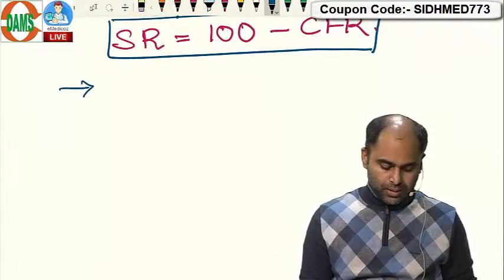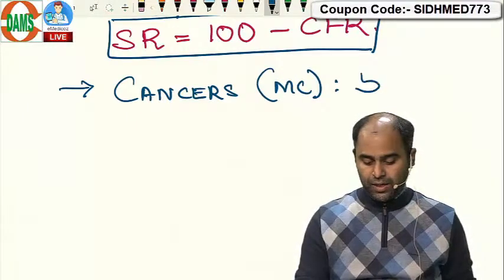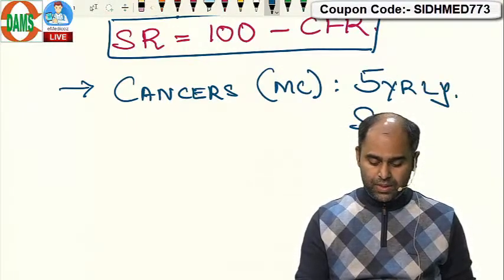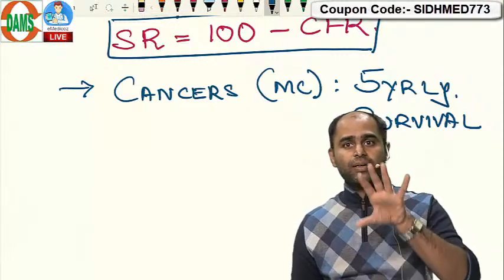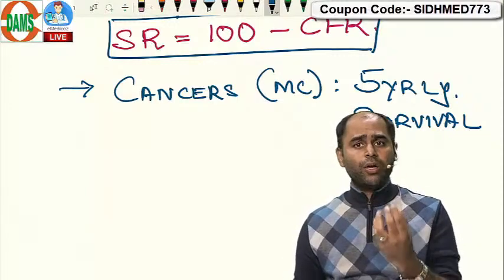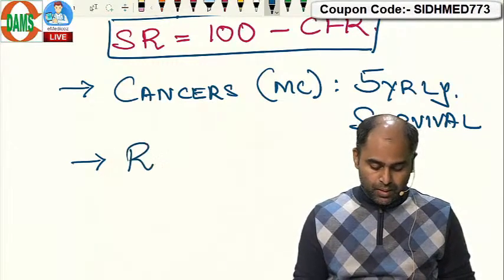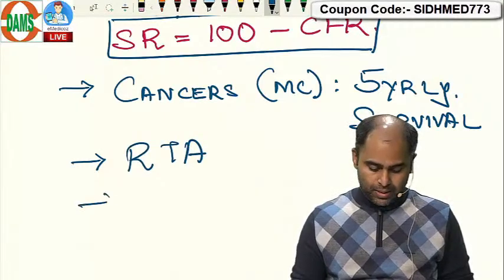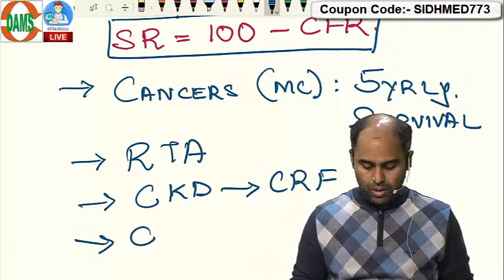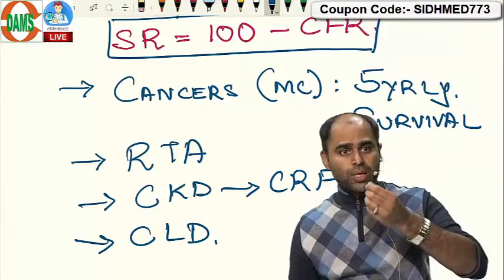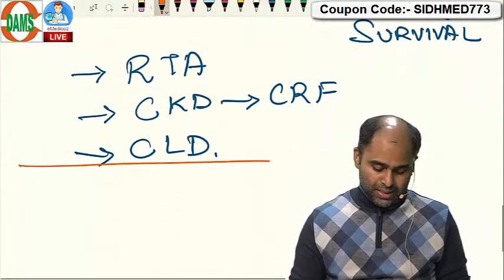Now, where do we use this? We use this in cancers. Most commonly, where we talk about 5-yearly survival. Yes, everyone has heard in cancer, we talk about 5-year survival. But cancer is not the only place where we are using it. We are also using it in road traffic accidents, chronic kidney disease leading to CRF, or chronic liver disease. You can use it in all of these settings.